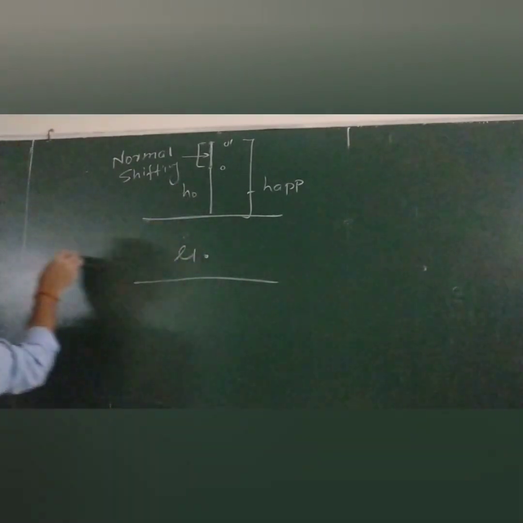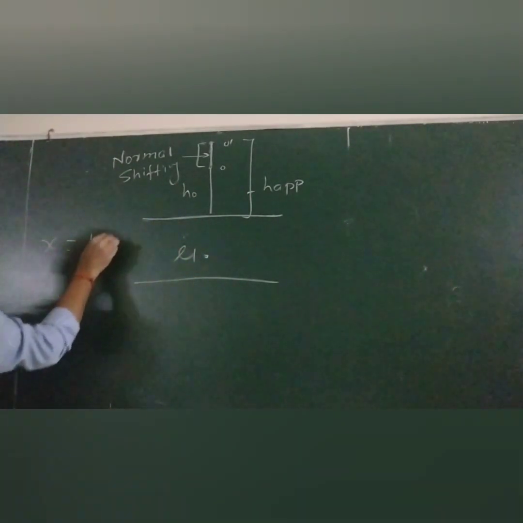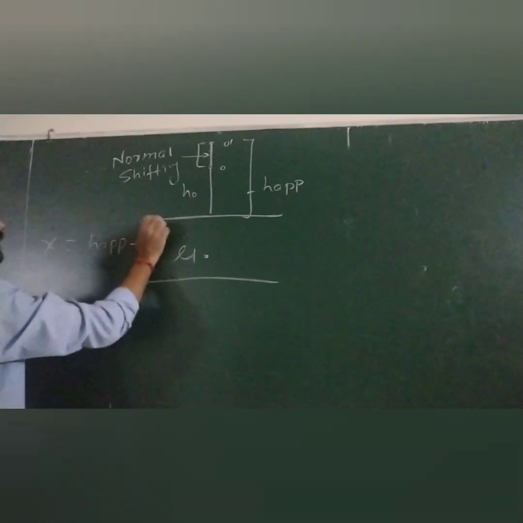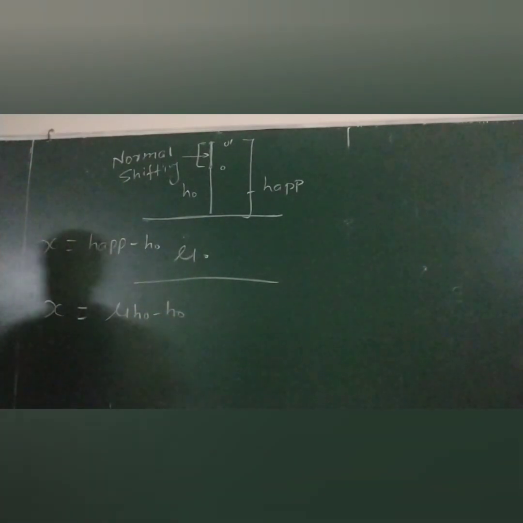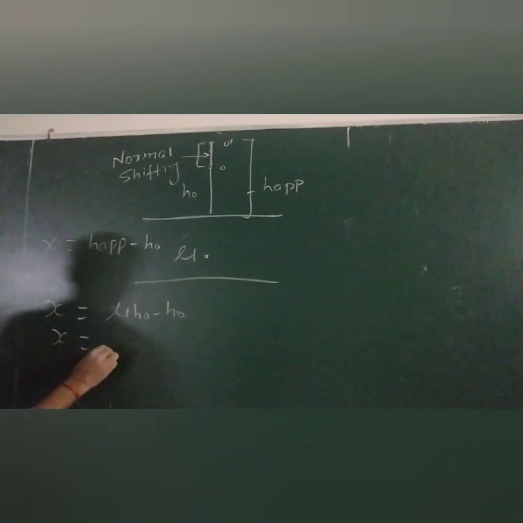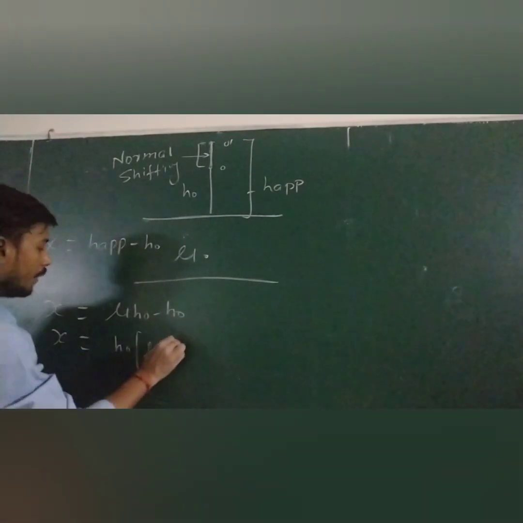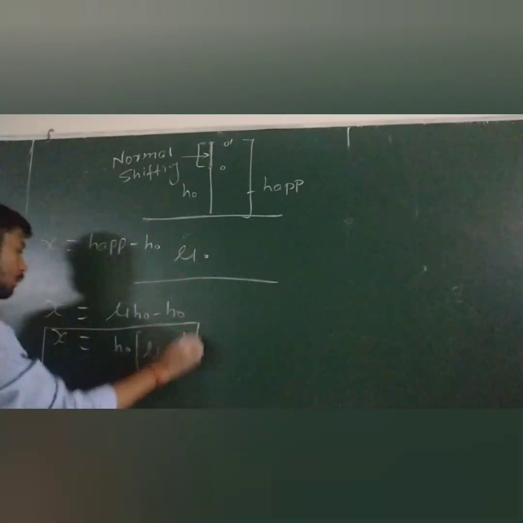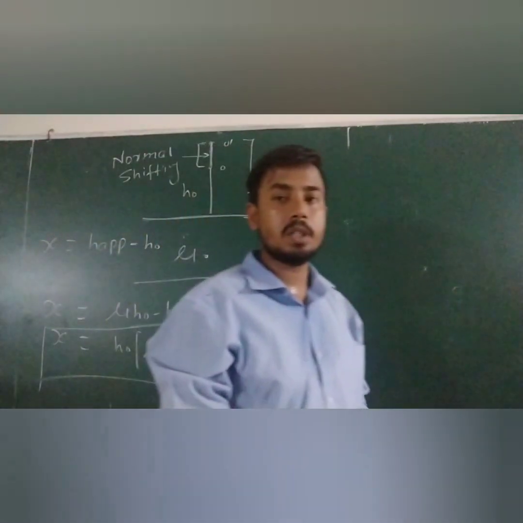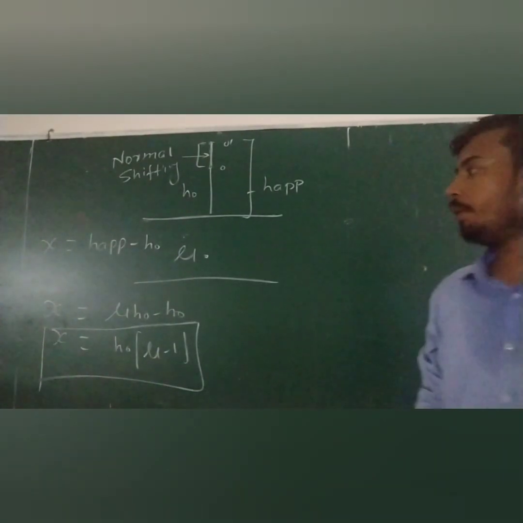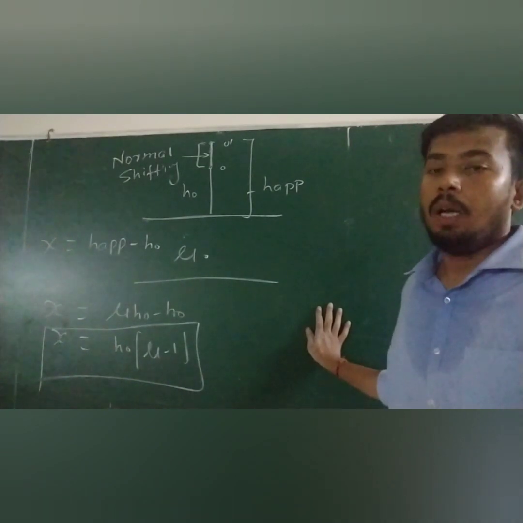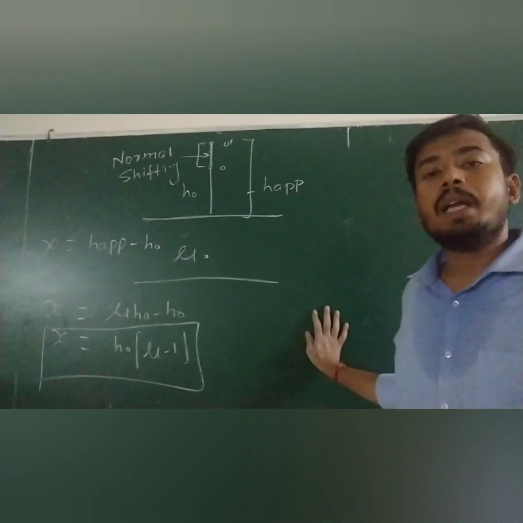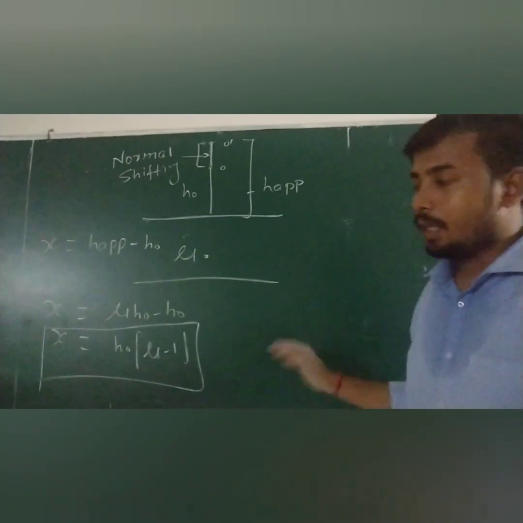So what can we say? Normal shifting is equal to H apparent minus H naught. H apparent we have calculated as mu into H naught, minus H naught. So normal shifting becomes H naught times (mu minus 1). Keep this point on your tips, because all these things will be used during the solving of numericals. One more case: when the observer is in the rarer medium and the object in the denser medium.